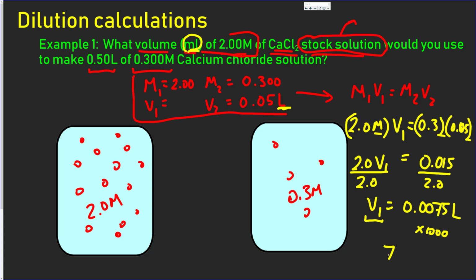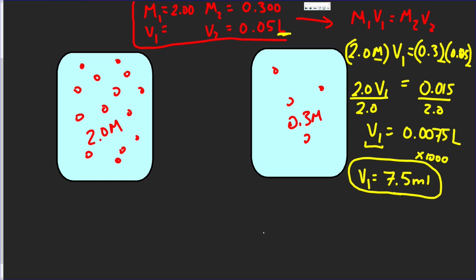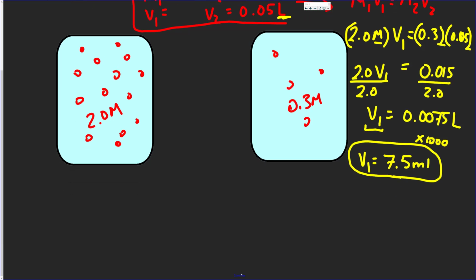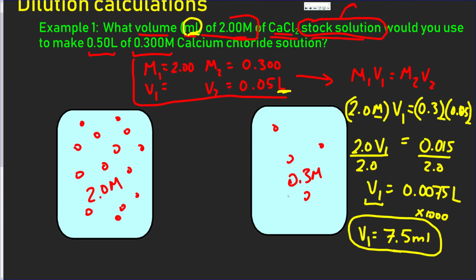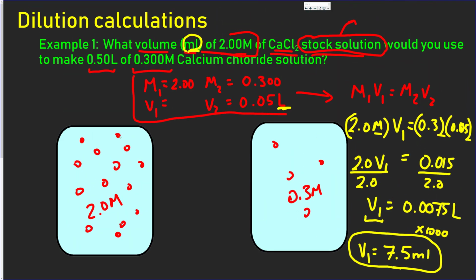And that's going to give me, move my decimal 3 places to the right. That's going to be 7.5 milliliters of stock solution. So what exactly does this number mean? This is with the understanding part. This is where it is very important for you guys to relay what this 7.5 milliliters represent. So this 7.5 milliliters is the amount of CaCl2 stock solution that you're using.